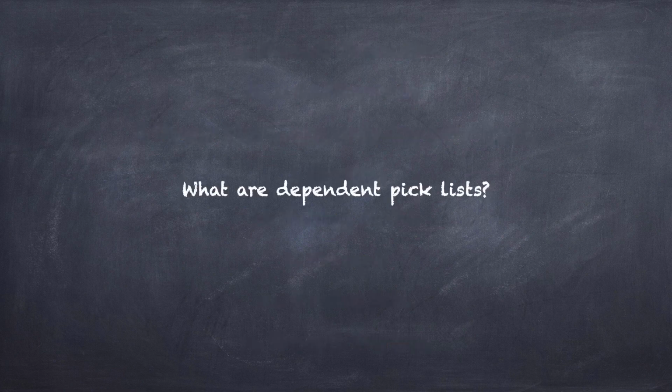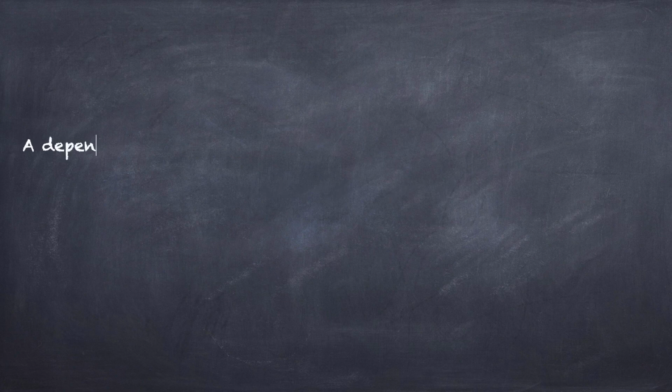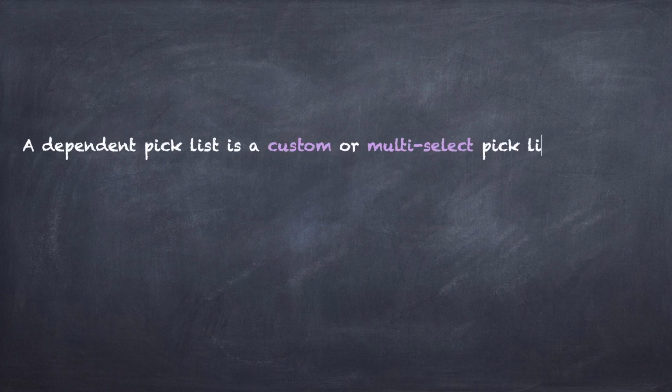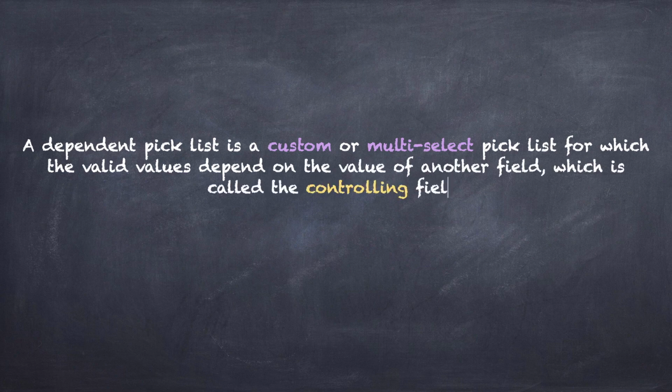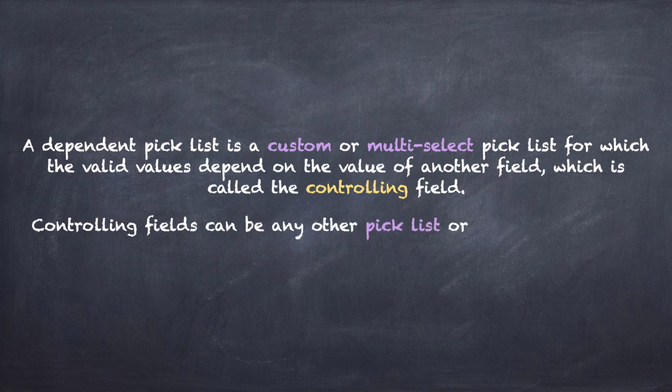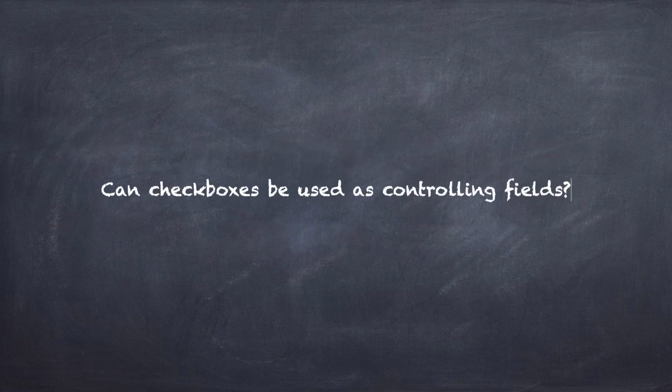What are dependent pick lists? Well, a dependent pick list is a custom or a multi-select pick list for which the valid values depend on the value of another field, which is called the controlling field. Now, controlling fields can be any other pick list or a checkbox field on the same record. Now, can checkboxes be used as controlling field?